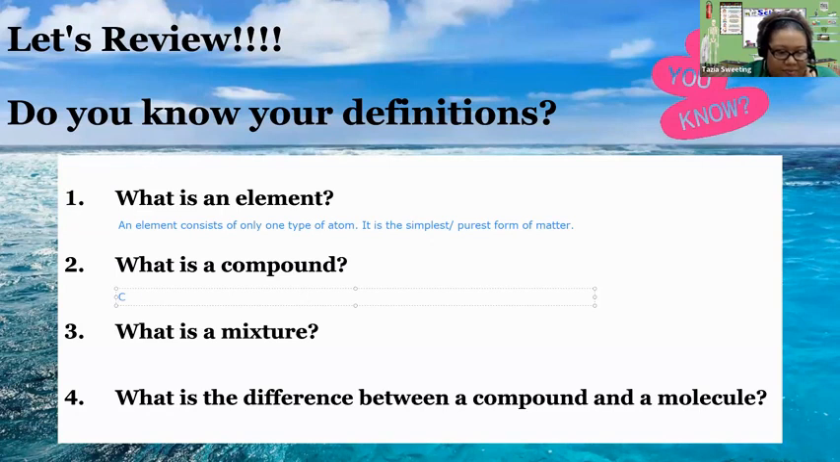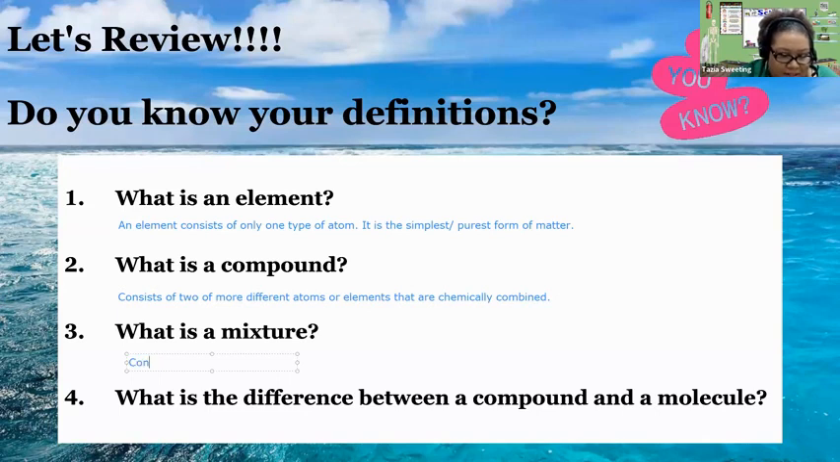A compound consists of two or more different atoms or elements that are chemically combined. And then a mixture consists of two or more different substances that are physically combined.